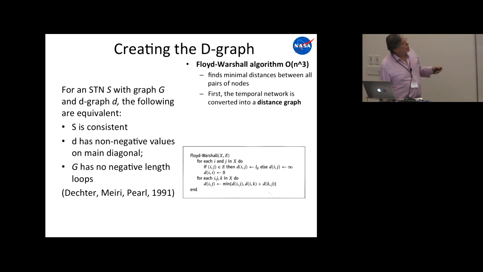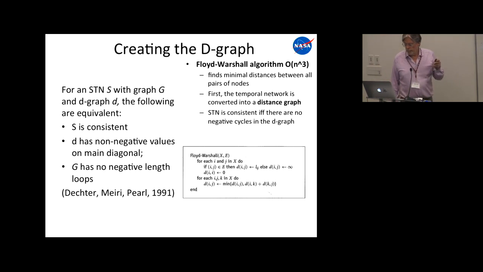So testing for non-negative values on the main diagonal is the main test for this. Okay. So the Floyd-Warshall algorithm finds minimal distances between all pairs of nodes. It converts the temporal network into a distance graph. And again, the STN is consistent if there are no negative cycles in the D graph. I'll give you an example in a second.